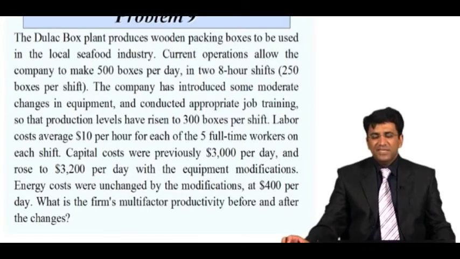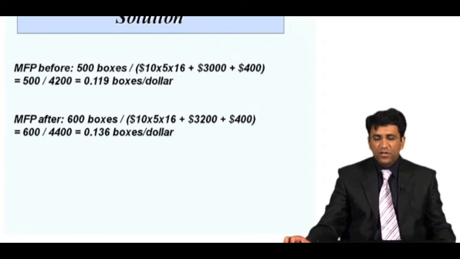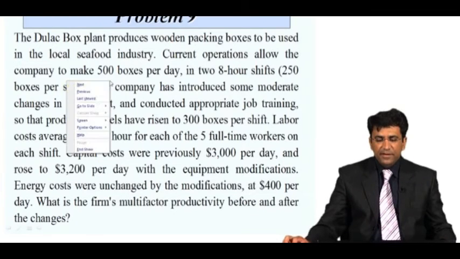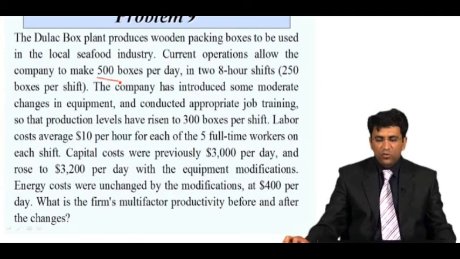So students, again we'll have to extract the particular information in order to calculate the productivity before and after the equipment modification. Let's discuss the productivity before that modification. Again, students will have to first identify the level of output. As you can see, the level of output in this particular case is 500 boxes, that is before the introduction of this equipment modification. This is our old output.